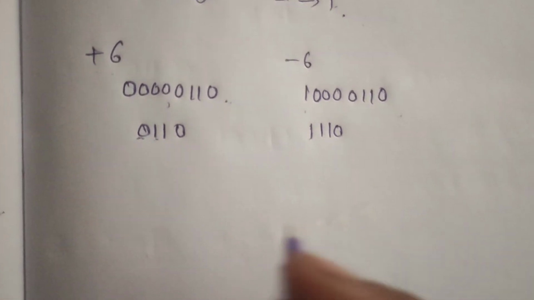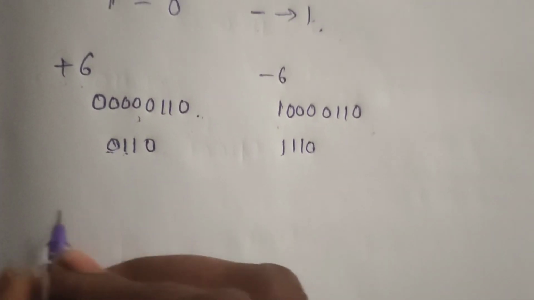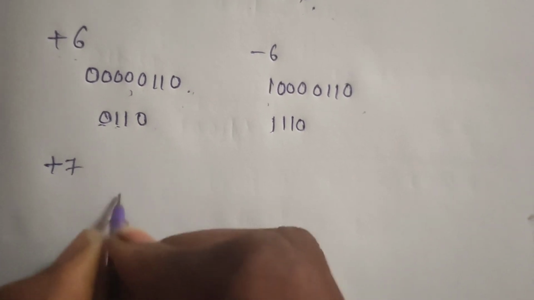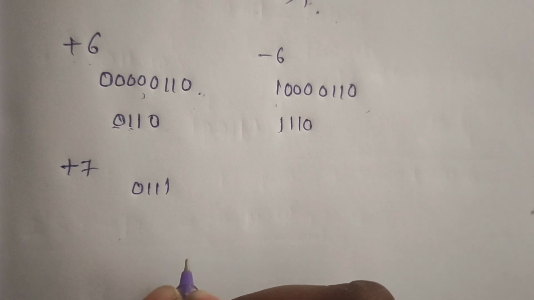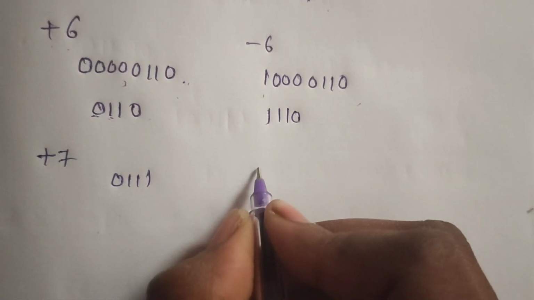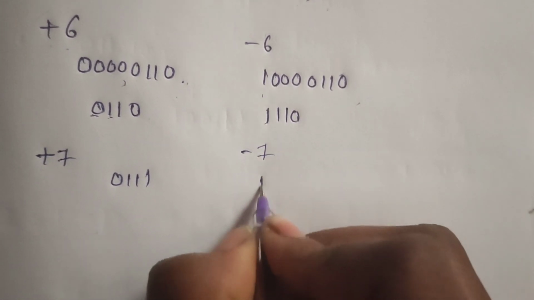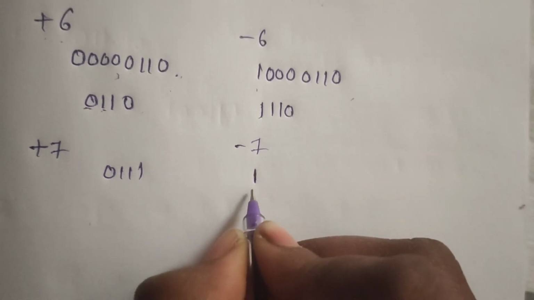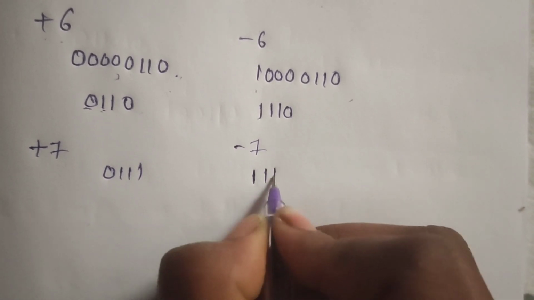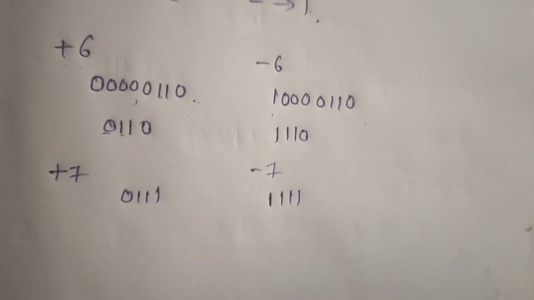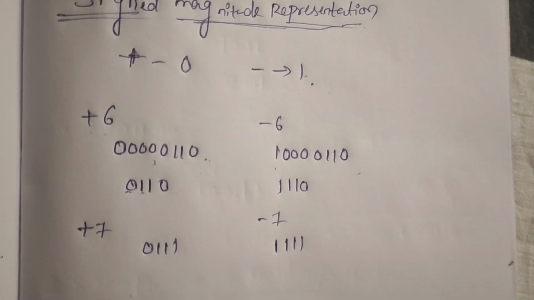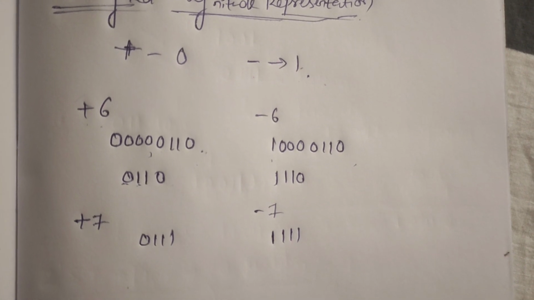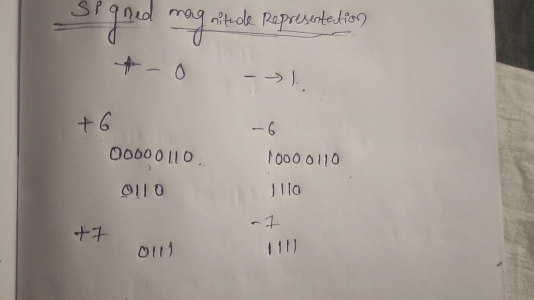Similarly, plus 7 can also be represented as 0111. This is the positive 7, and for negative 7 all are ones, 1111. The first MSB is the minus representation, and the remaining 3 ones are the 7 representation. So in sign magnitude, the first MSB represents the sign, and the remaining bits represent the magnitude.